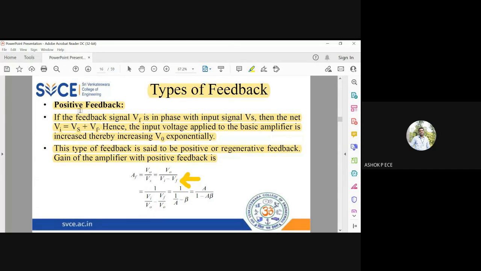Till now, AF is V naught by Vs, and for positive feedback Vs equal to Vi minus Vf. I don't want all these voltages; I want to write everything in terms of A and beta. So divide the numerator and denominator by V naught. The numerator V naught by V naught becomes 1. In the denominator, Vi by V naught is 1 by gain, since A is V naught by Vi, so Vi by V naught is 1 by A, minus Vf by V naught, which is beta. If you simplify, you get AF is equal to A by 1 minus A beta. So this is the gain of the amplifier with feedback.